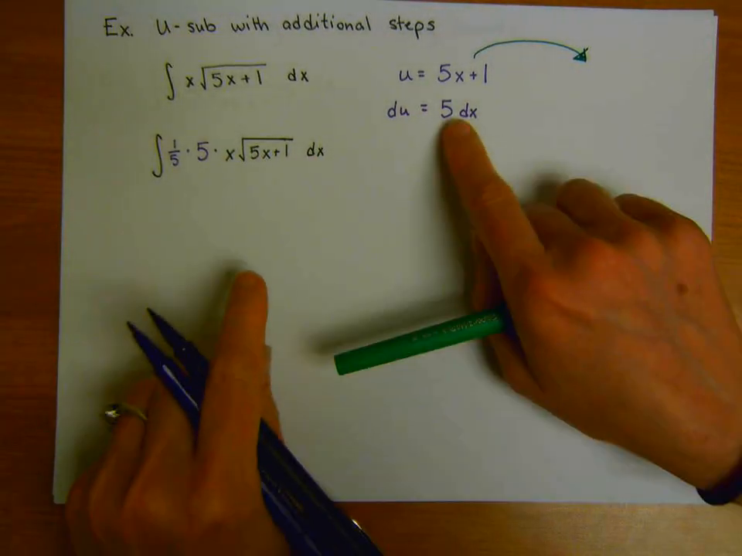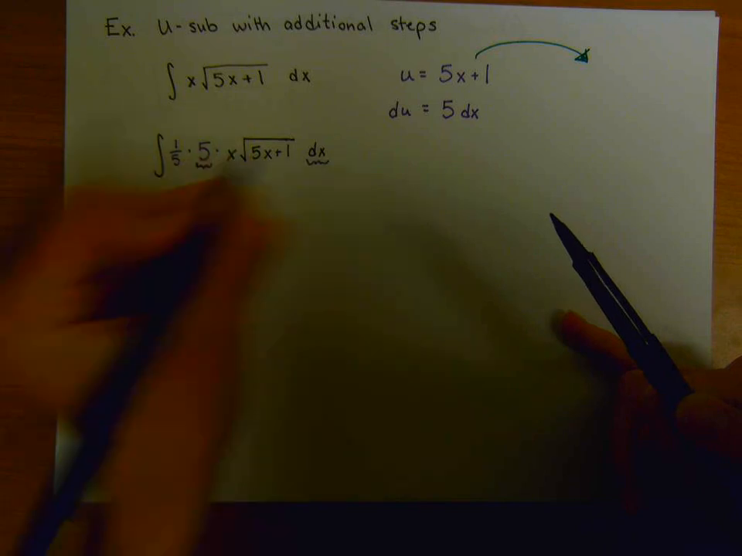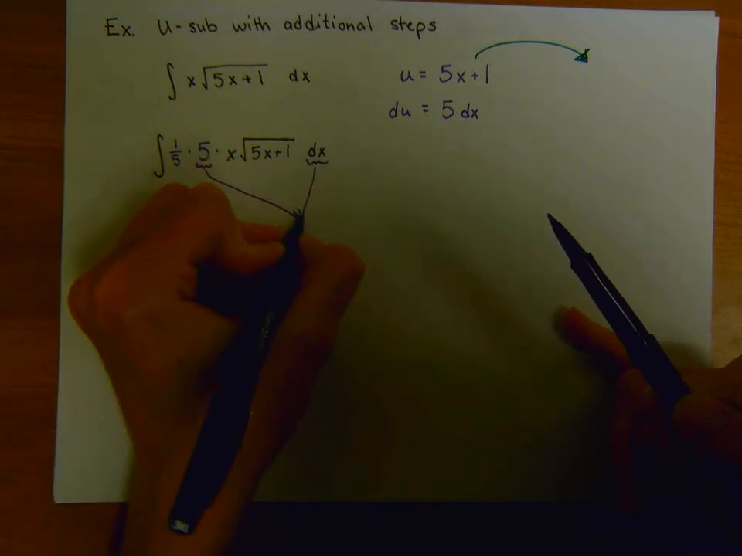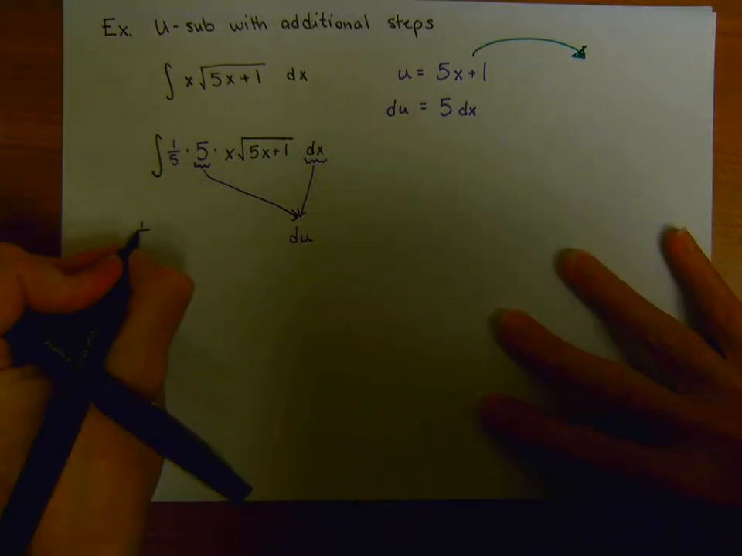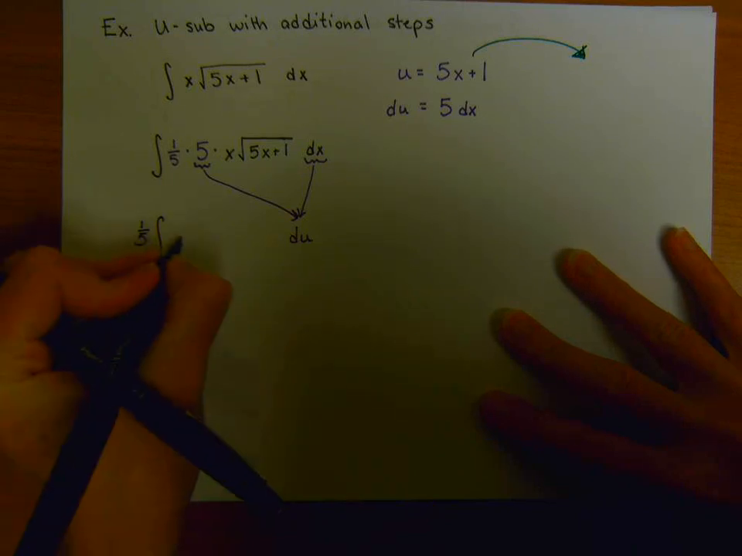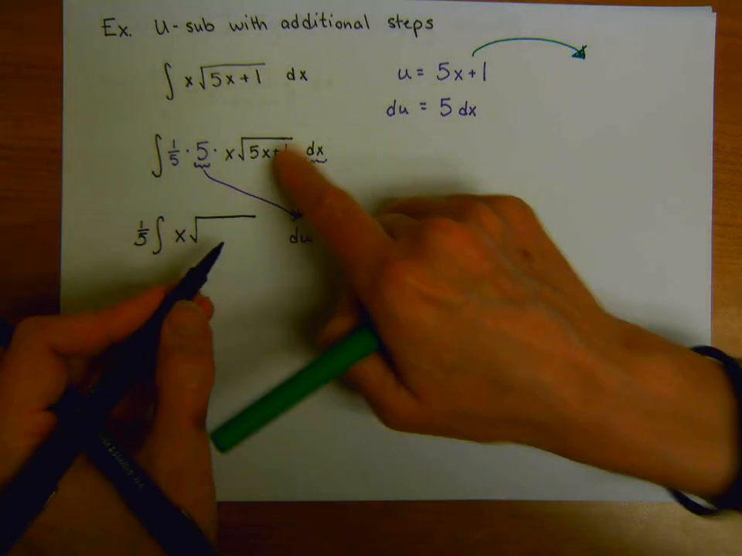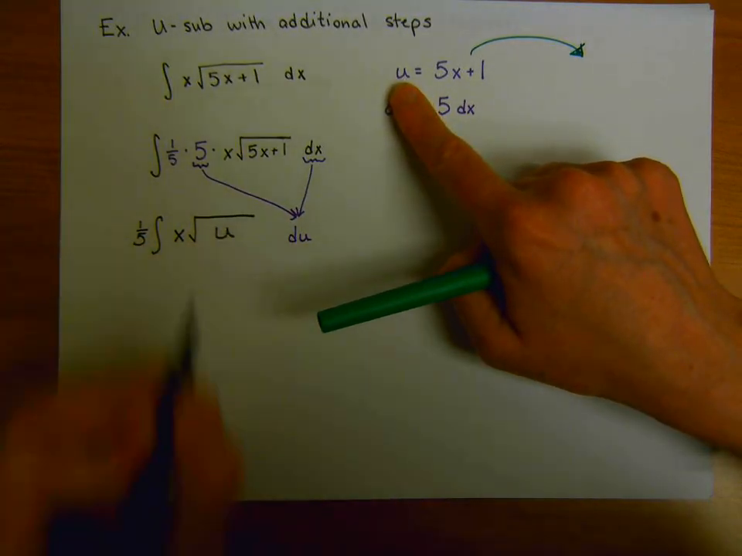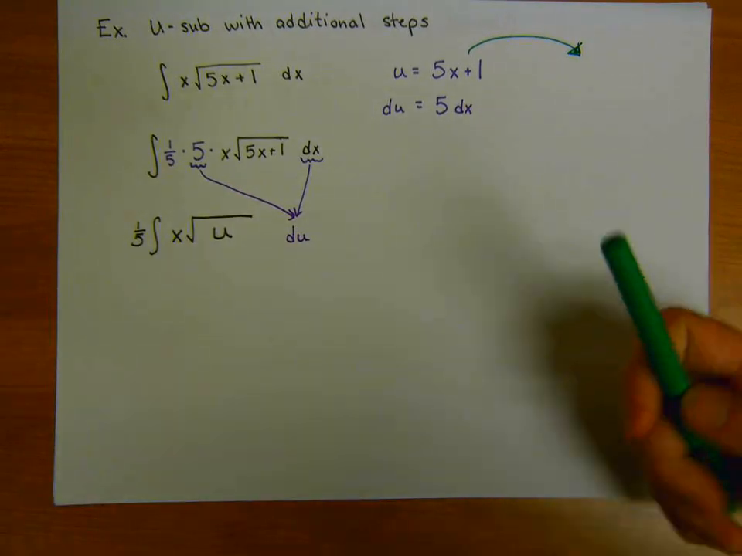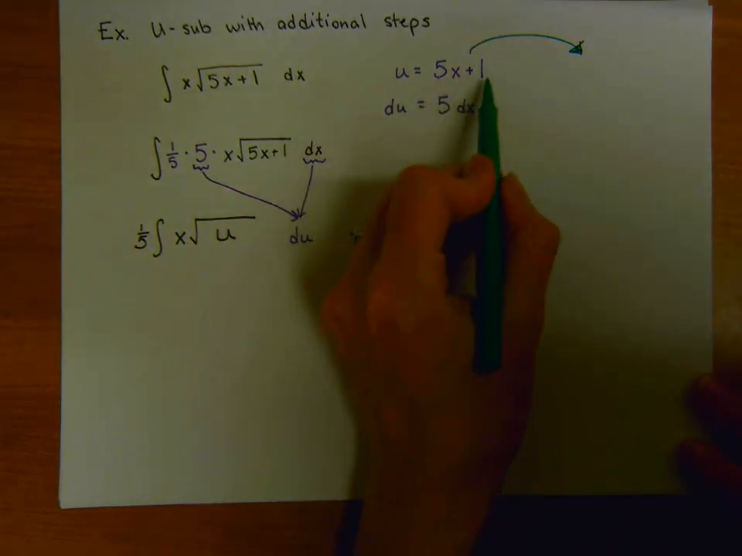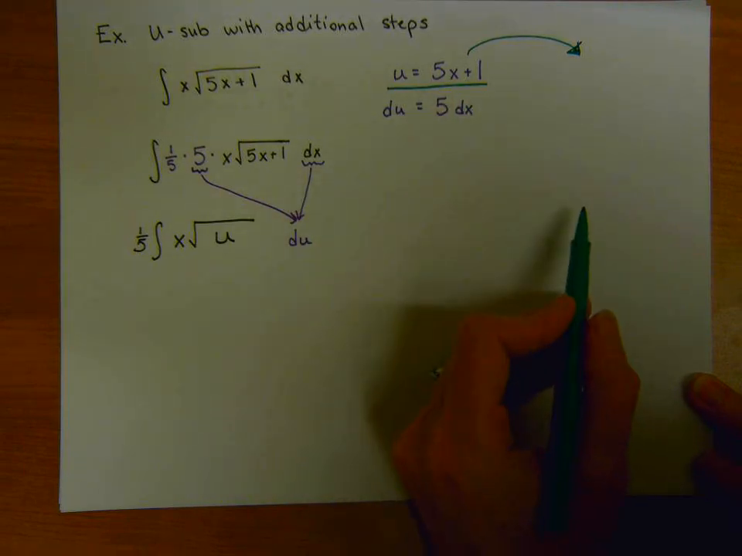And so I have a 5 dx that this piece combines with this piece to make the du that I want. 1/5 can be put out front of the integral. 1/5 times the integral of x, and I can change my square root of 5x plus 1 to be the square root of u, but I still have this x floating around here. So this is where I have to do my scratch work. And it's sort of a special case that this is a linear relationship between u and x. So I can solve from one variable to the other.